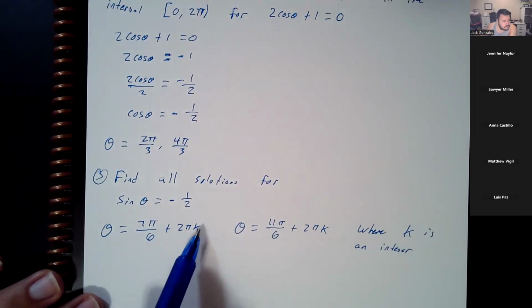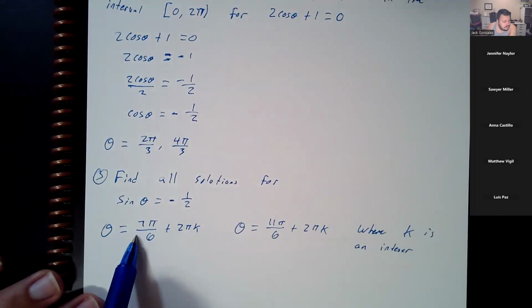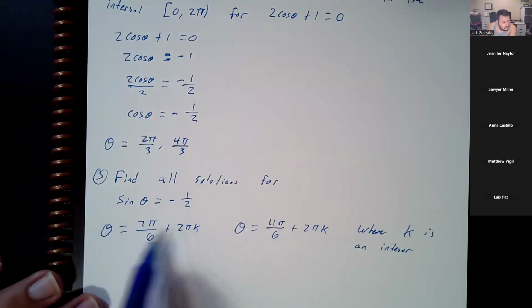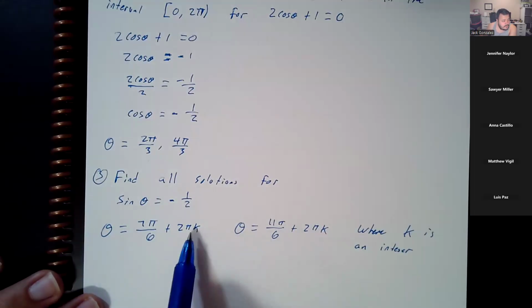So if k is 0, then I get this answer. If k is 1, then I start here and then go around one circle. If k is 2, then I start there and go 2 circles around. Same thing here. So k can be any integer, positive or negative, right?